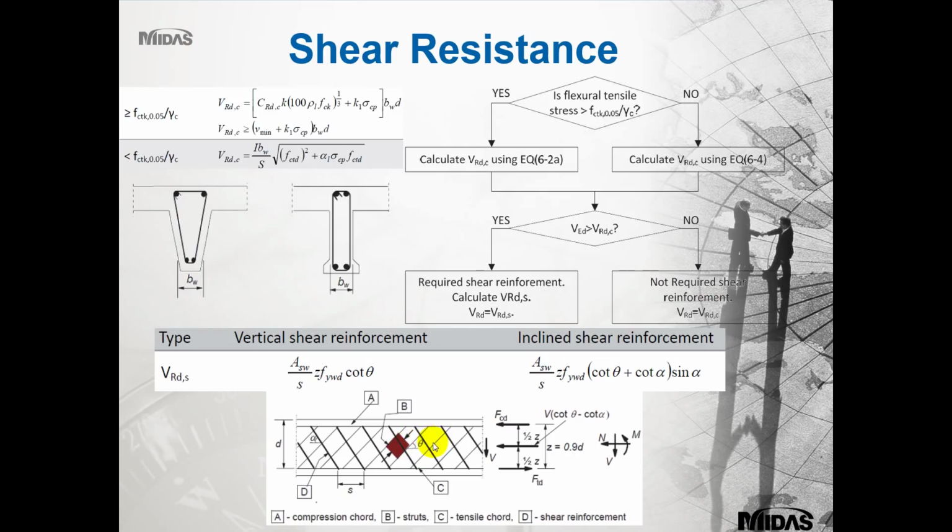For box girders we take the total web thickness for the shear calculation, so as you can see the box girders there. But first we calculate the shear resistance of the concrete in compression. If that is not sufficient, then we calculate the shear rebar required, so carry out the calculation.